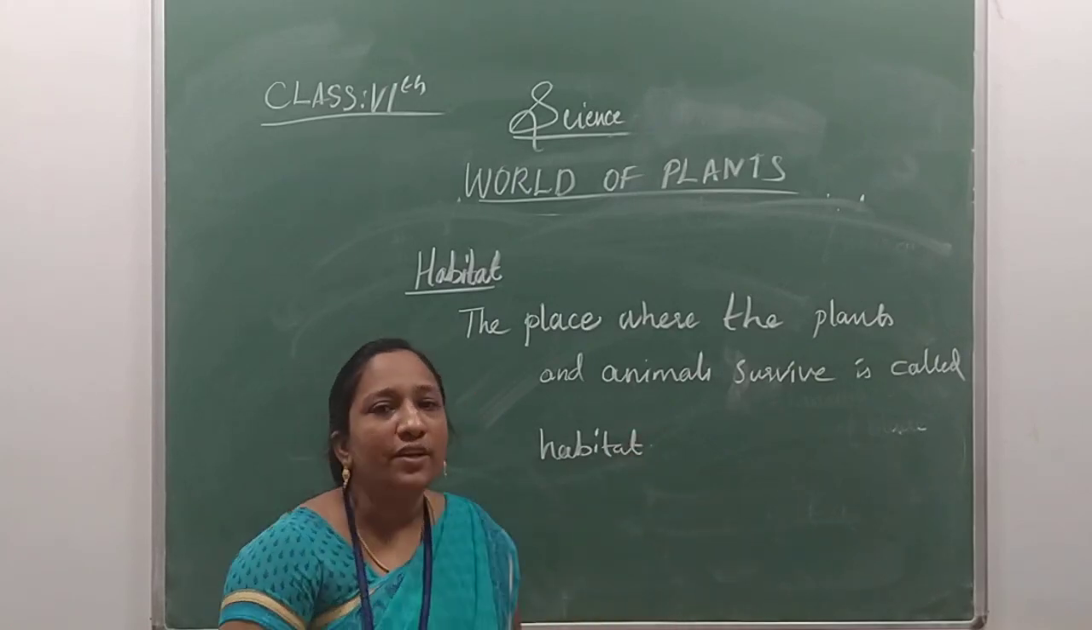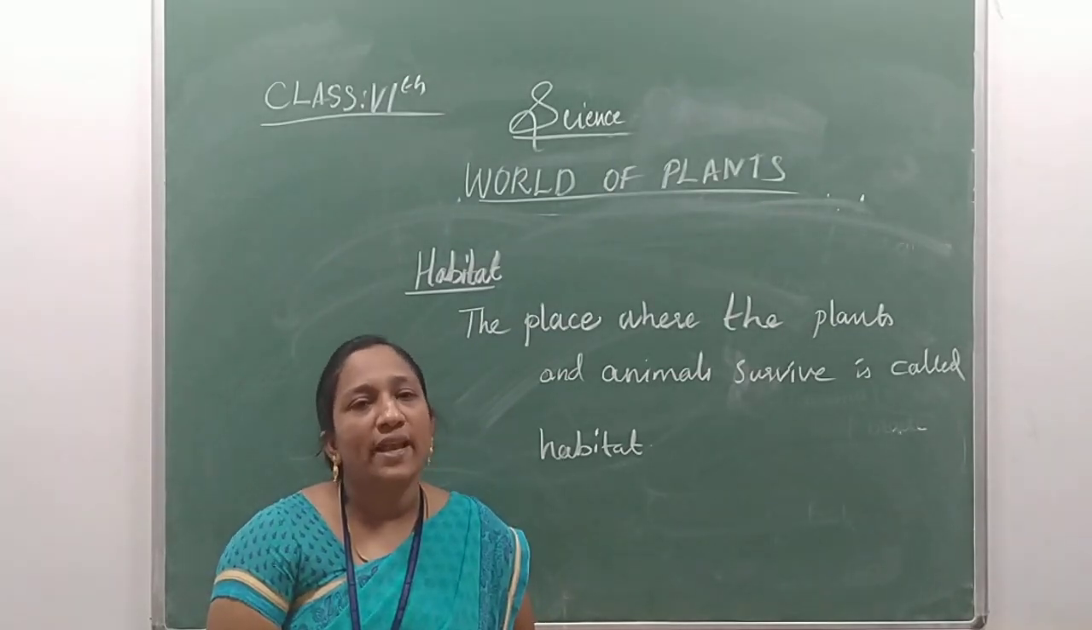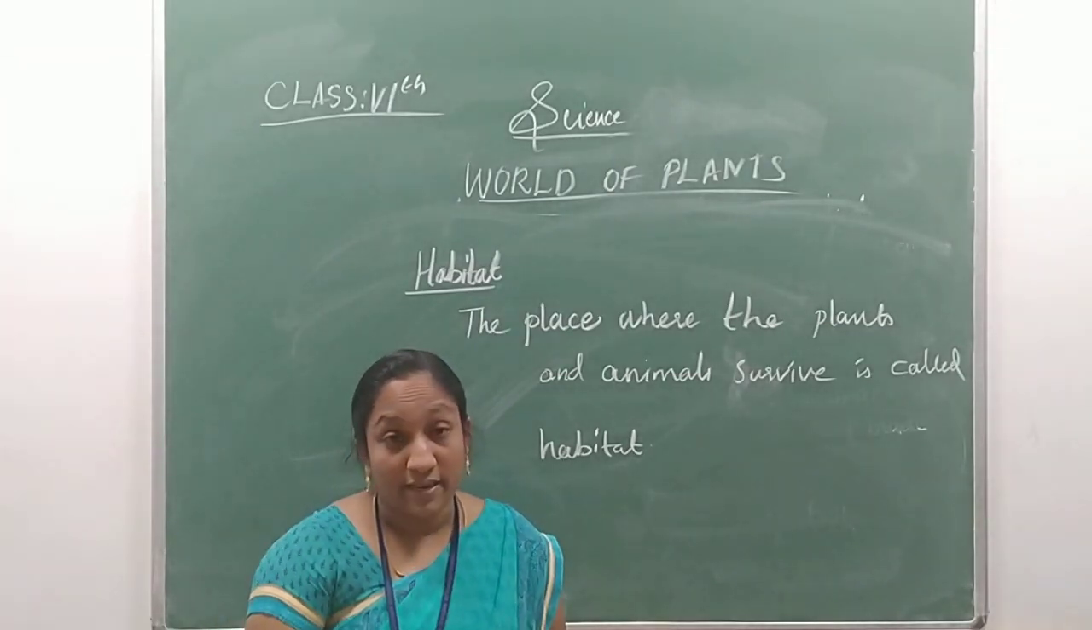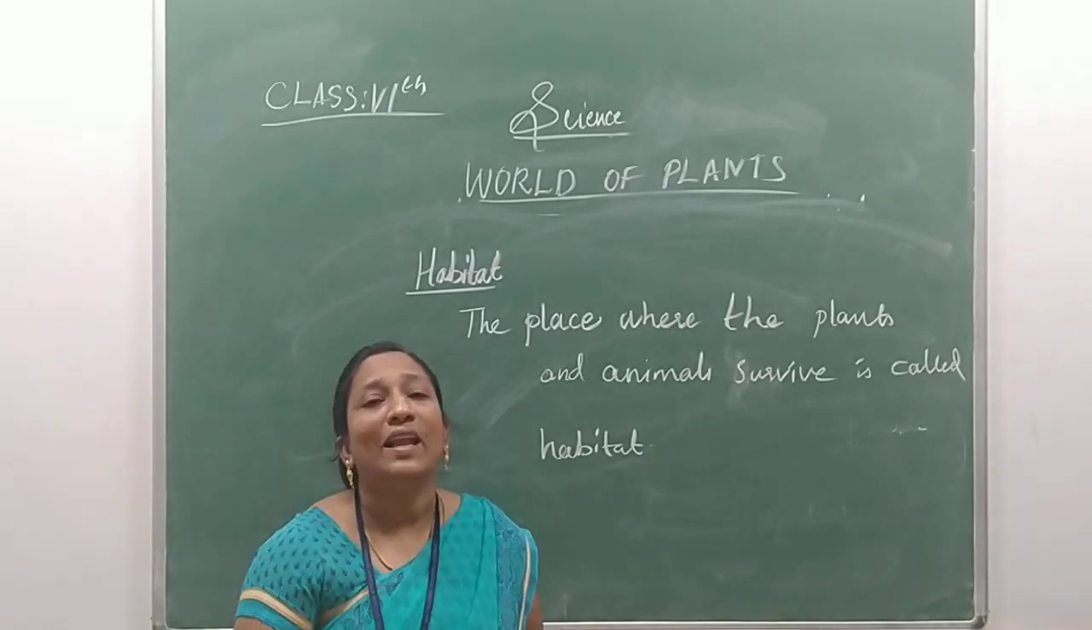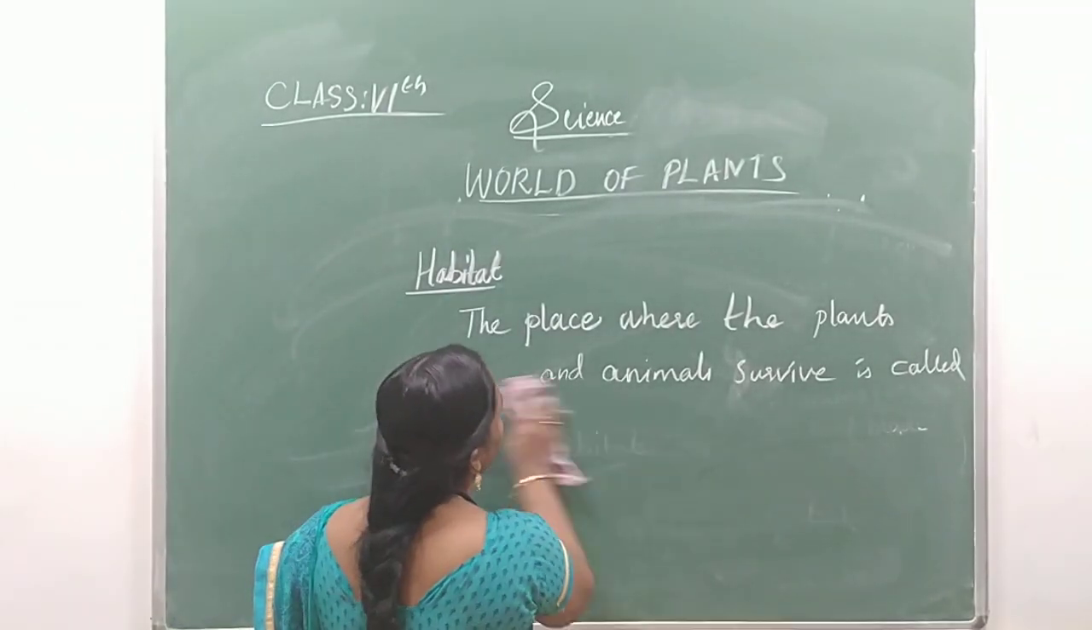Children, do you remember this? What is habitat? The place where the plants and animals are living. So that place is called their habitat. Understood this? What is habitat? The dwelling place of plants and animals is called habitat.